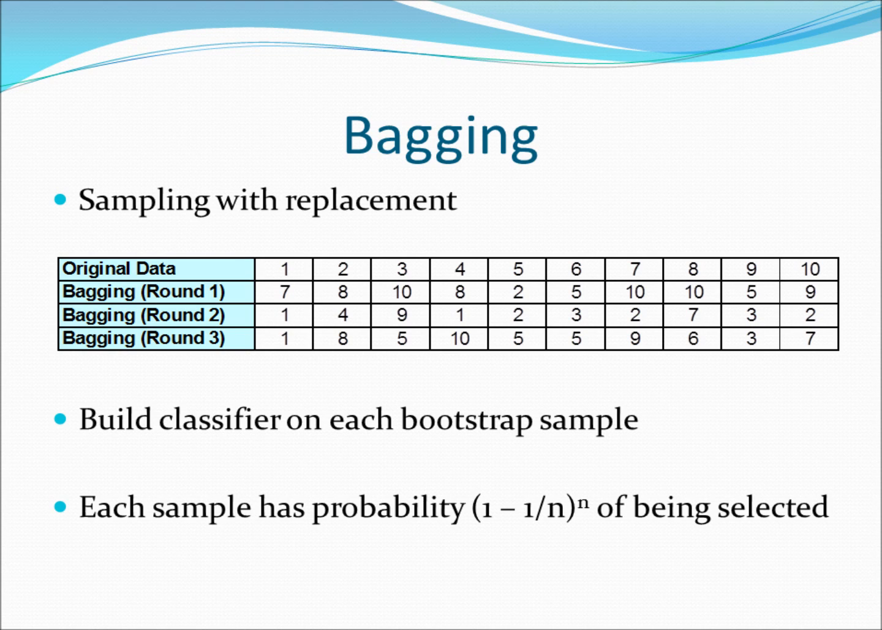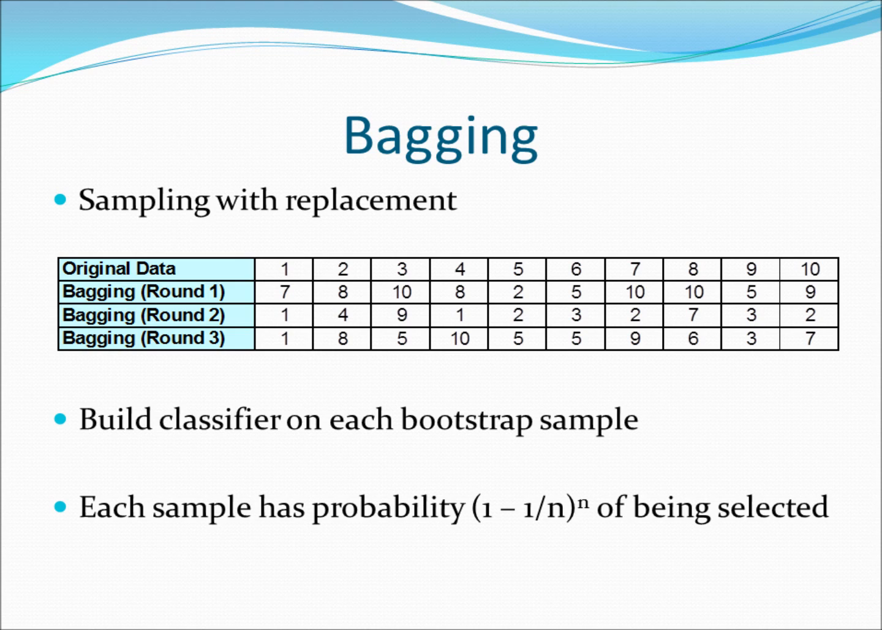Let's assume each element has a 1/10 chance of being picked. The probability of being picked is 1/n, so the probability of not being picked each time is 1 minus 1 over n, right? To be not picked, that means in this case 9 out of 10 times we're not picked. But you pick 10 times, so you need to raise the power to 10. That's the probability you never got picked in this round, in the bag.